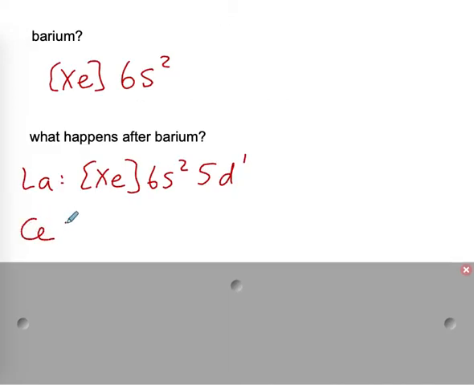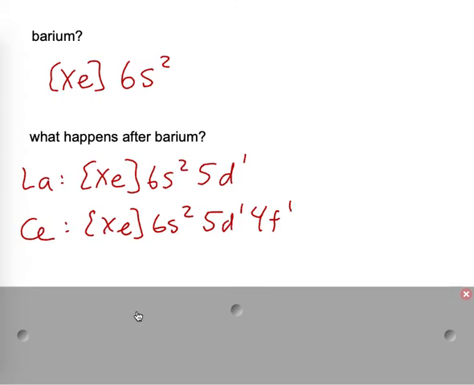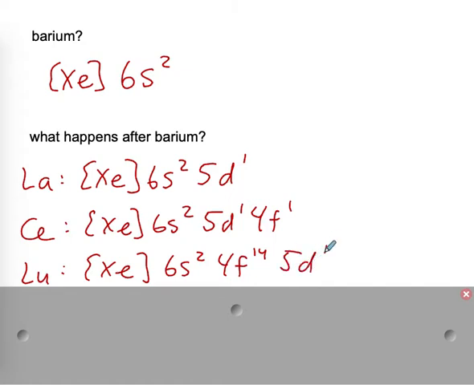So cerium has the configuration xenon, 6s2, 5d1, 4f1, and as I progress across the lanthanide series, I'll successively place electrons in the 4f sublevel until, with lutetium, atomic number 71, the 4f sublevel is completely filled. I will write the configuration xenon, 6s2, 4f14, 5d1. Remember, we still have that one electron hanging out by itself in the 5d sublevel.